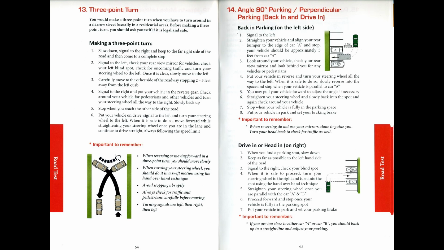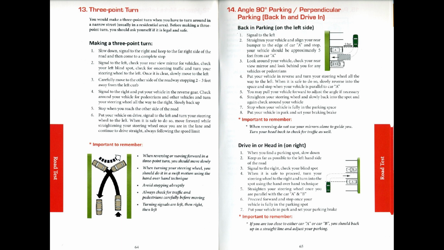3-point turn. You would make a 3-point turn when you have to turn around in a narrow street, usually in a residential area. Before making a 3-point turn, you should ask yourself if it is legal and safe. Making a 3-point turn. Slow down, signal to the right and keep to the far right side of the road and then come to a complete stop.